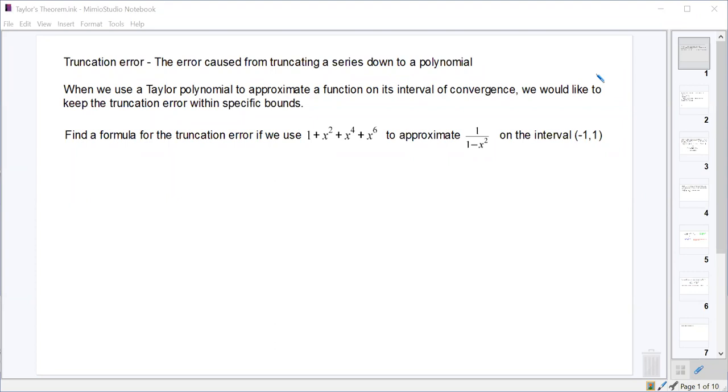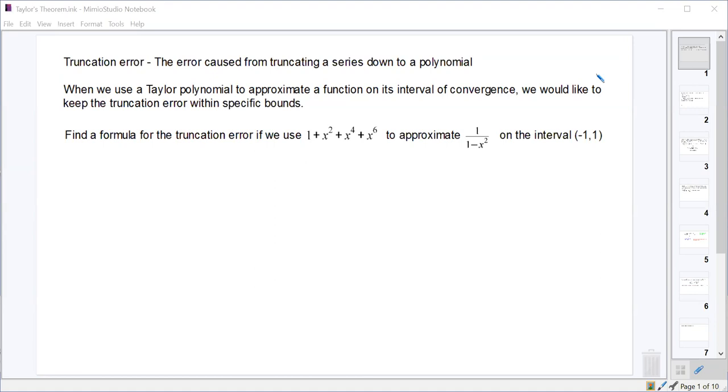I would say that 70% of the time on the AP test, if they ask about error bound, they're going to be nice to you and give you an alternating series error bound question, and those are really easy. The other, well, I would say like 28% of the time, they're going to give you a Lagrange error bound, which is the unpleasant one that no one wants to deal with. And then the other 2% of the time is the geometric series error bound, which is also exceptionally easy. So that's where we're at.